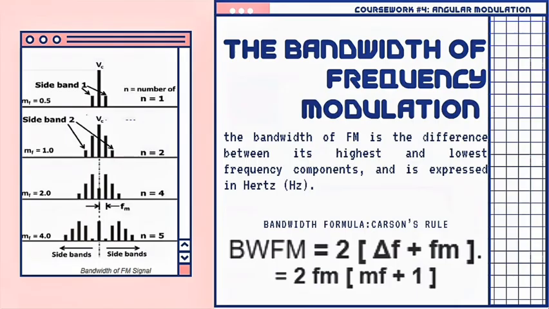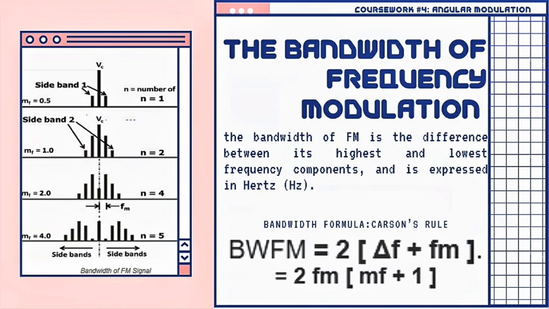And finally, we have the bandwidth of frequency modulation signal. The bandwidth of a complex signal like FM is the difference between its highest and lowest frequency components, and it is expressed in hertz since bandwidth deals with only frequencies. FM signal spectrum is quite complex and will have an infinite number of sidebands as shown in the figure. This figure gives an idea how the spectrum expands as the modulation index increases.